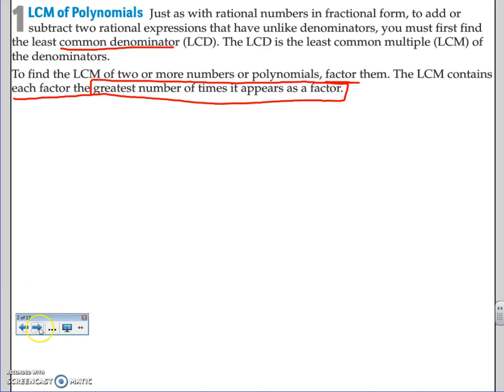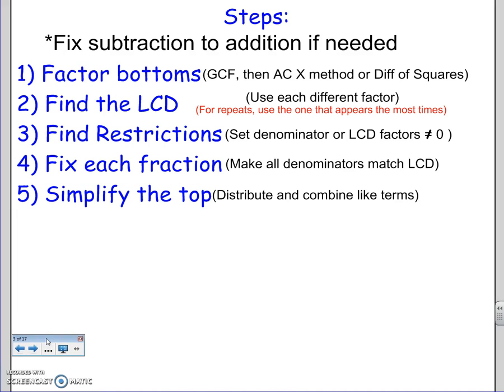So here's how I simplify this. There'll be 5 steps. First, fix subtraction to addition if needed. I'll show you that in a later example. But factor just the bottom, so GCF first, and AC, X method, or difference of squares. Second, we find the least common denominator. Remember, use each different factor, and for repeats, use the one that appears the most times.